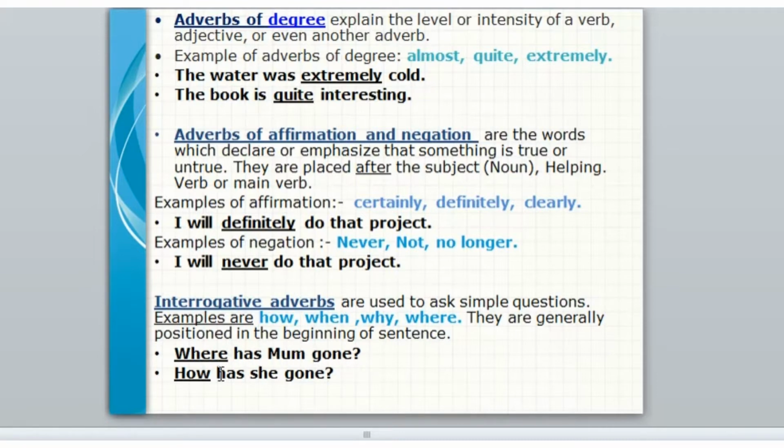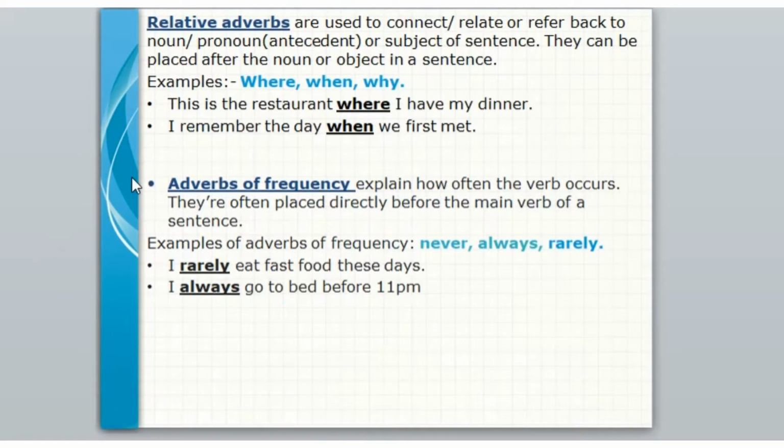Question mark. How has she gone? Question mark. So these are the interrogative adverbs. They are placed in the beginning of the sentence, and make sure your sentence is ending with a question mark. Okay, students, now let's come to the next one.